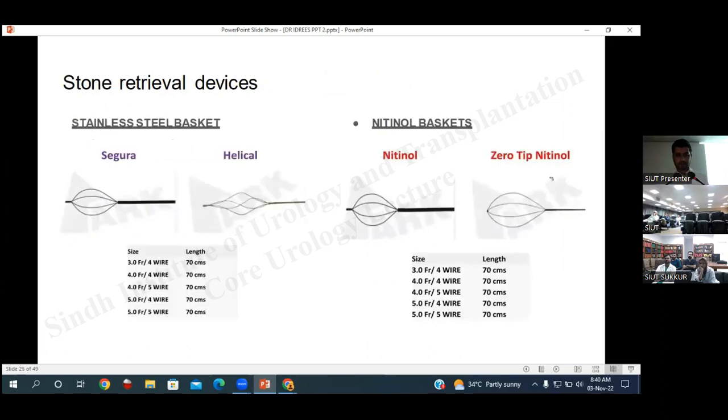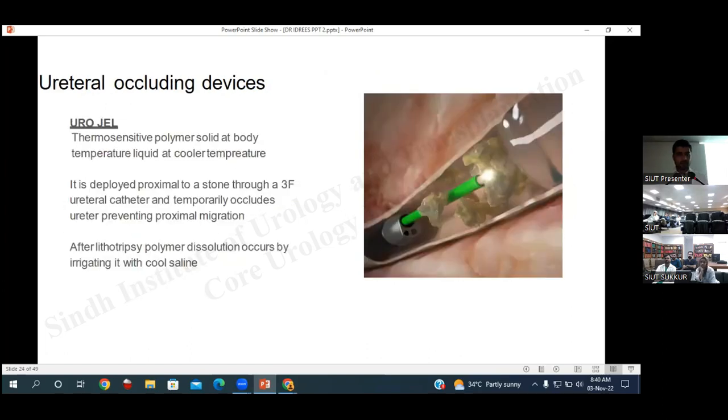I'd like to ask Nazish, how do you prevent retropulsion when you're doing URS? Are there any maneuvers that you do there as well?